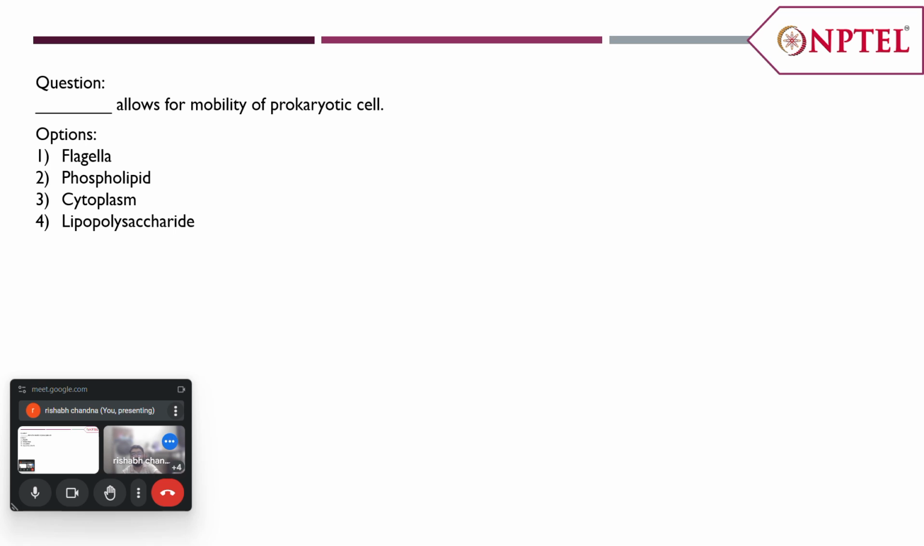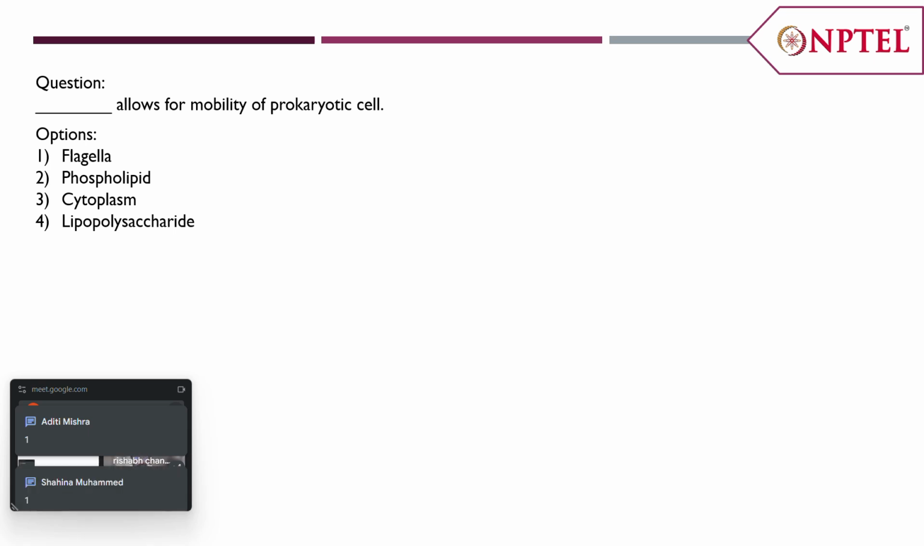Dash allows for the mobility of prokaryotic cells. Flagella, phospholipid, cytoplasm, or lipopolysaccharide? Yes, the correct answer is flagella. So it particularly helps in mobility, that means movement of the prokaryotic cell.